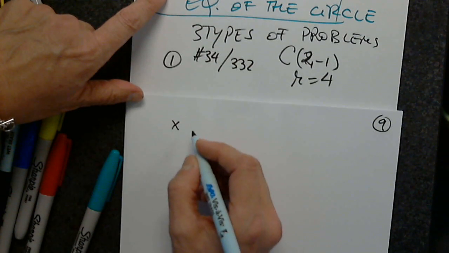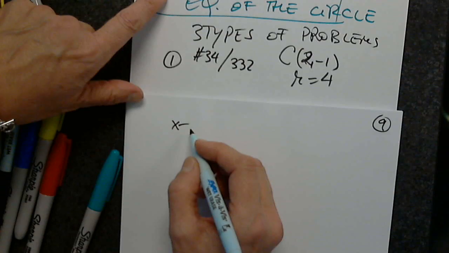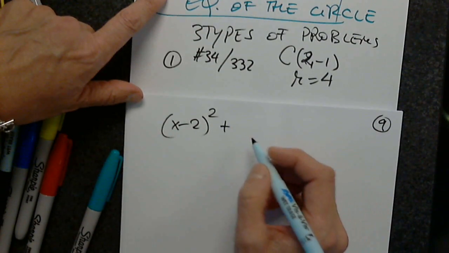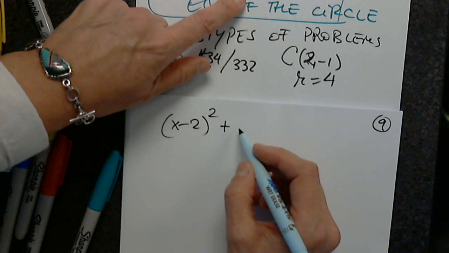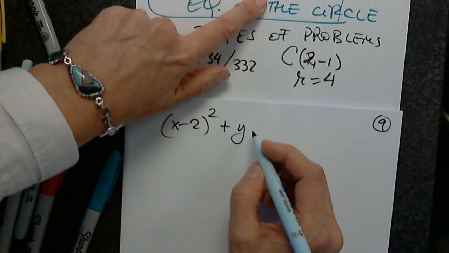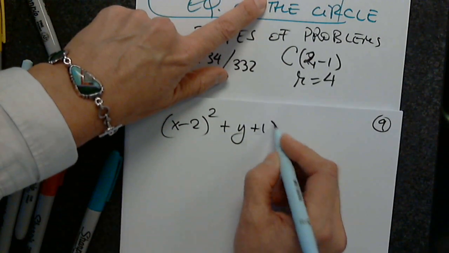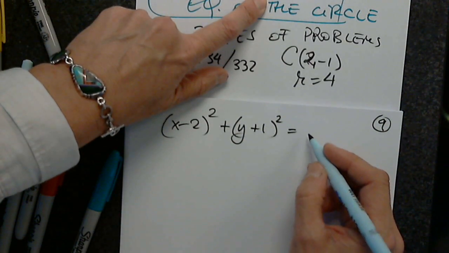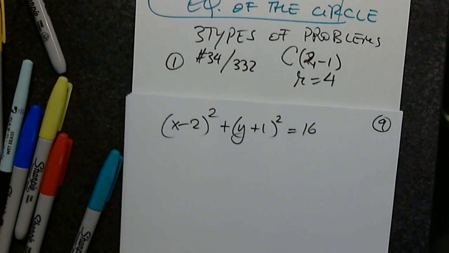x. Very good. Minus. Yes. 2. Awesome. Squared plus. Perfect. y. Yes. Minus, plus 1. Awesome. Squared equals radius 4 squared, which is? 16. That's it. That's the first type of problem. We are given the center and the radius. We're asked to create the equation.